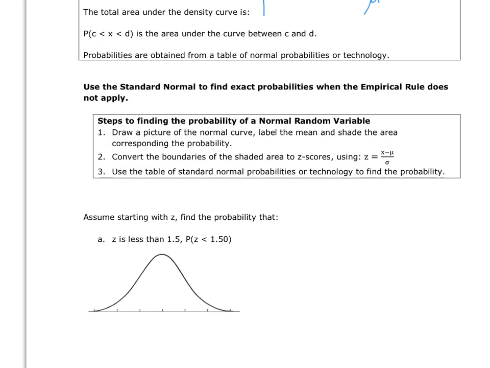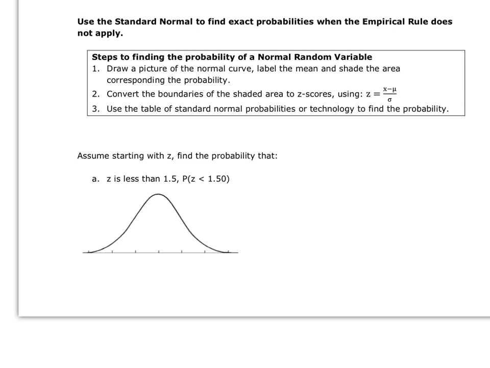So to do that, it can be helpful to start with drawing a picture of the normal curve and label the probability that we want to find. And then the second thing is to convert the boundaries of the shaded area to z-scores, using this relationship between x and z. And then we're going to use the online standard normal calculator that I have a short introduction to posted as well.